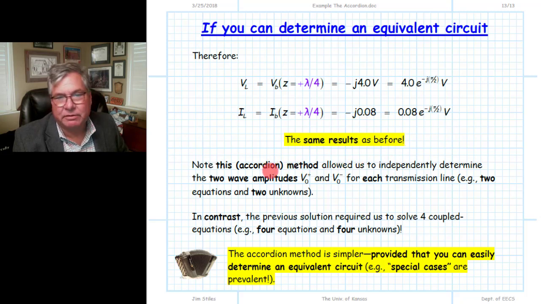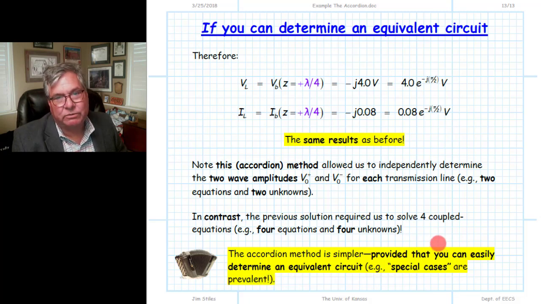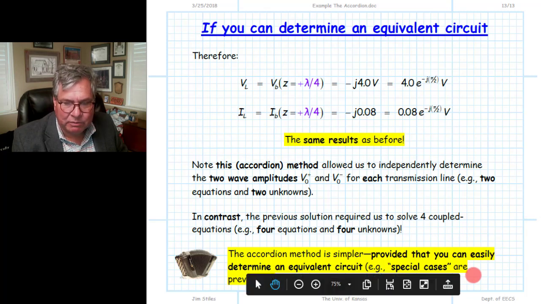So this accordion method that we just showed allows us to independently determine the 2 wave amplitudes for each transmission line. We had 2 equations and 2 unknowns, which we had to solve twice. This is in contrast to the exclusively boundary condition problem, where we had 4 equations with 4 unknowns and had to provide the algebraic solution to that. That may not seem like too much of a difference, but if we start to have multiple sections, 3 or 4, certainly it gets much easier to do this expansion, this accordion. And this is something that we'll use quite a bit.